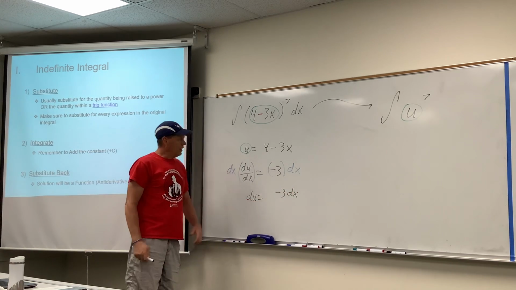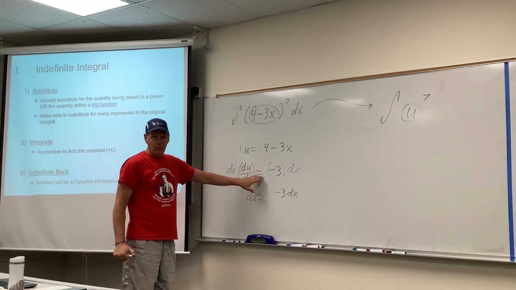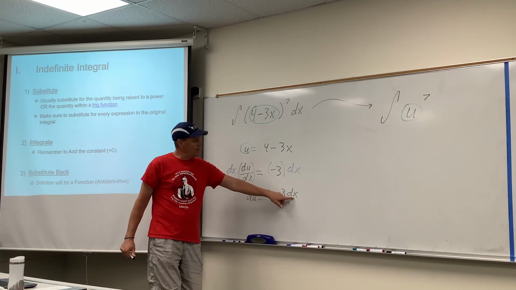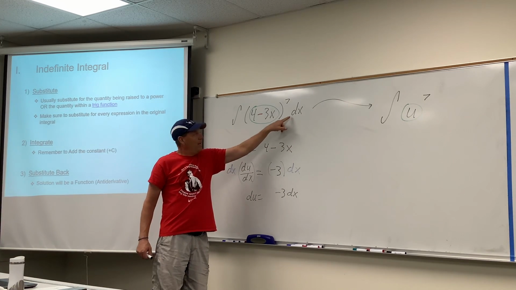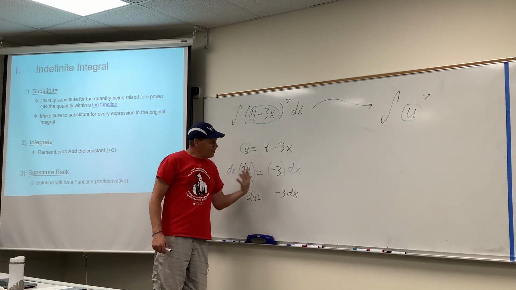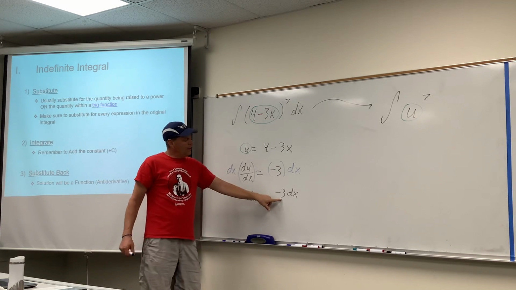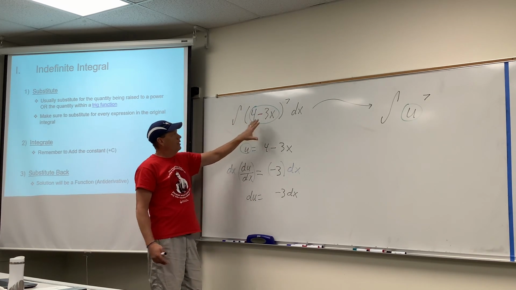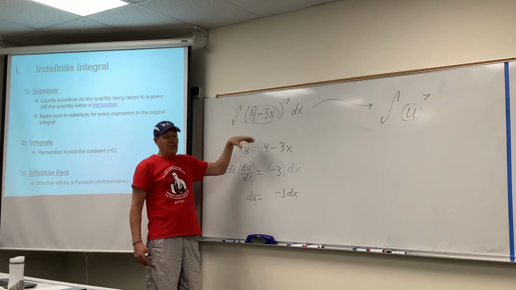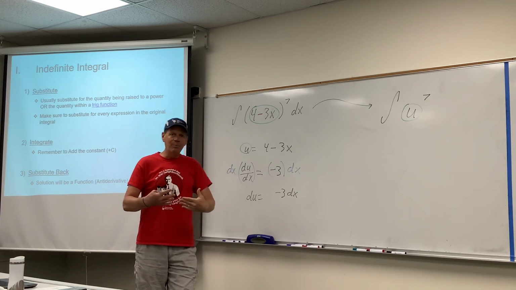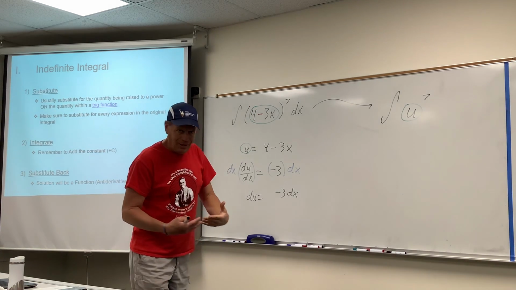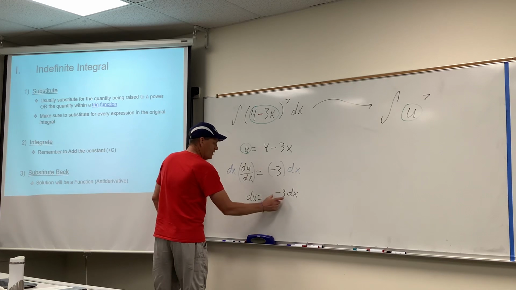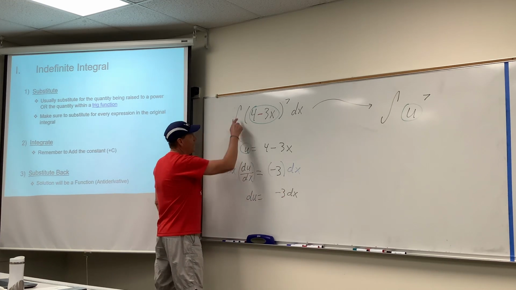Now here's the thing. We took the derivative of both sides with respect to x because we wanted to get a dx into the discussion, and we always will. But that -3 that fell in our lap, so to speak, is nowhere else to be found in the original problem. So this is where we need to be creative and make some adjustments. Unlike the previous one, we got something extra that was not in the original problem.